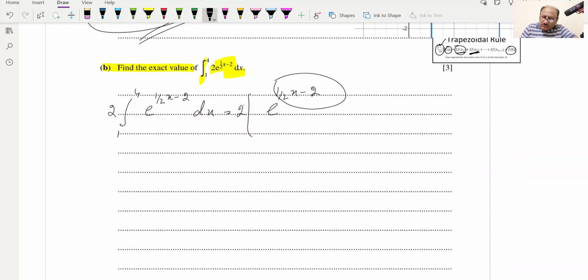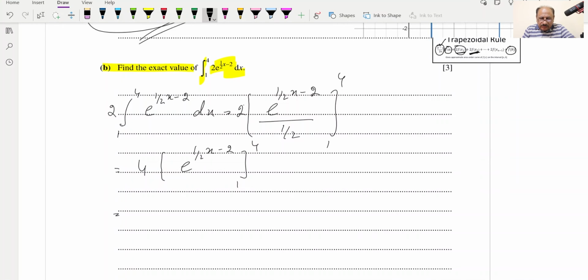The derivative of this will be what? The derivative of this will be 1 by 2, so we can write 1 by 2 over here, and the limits will be 1 to 4. And if we apply the upper limit first, we will get 2, and this will be in brackets e raised to the power 1 by 2 into x. First I will just write this 1 by 2 outside, so instead of 2 it will be 4, and this will be 1 to 4.